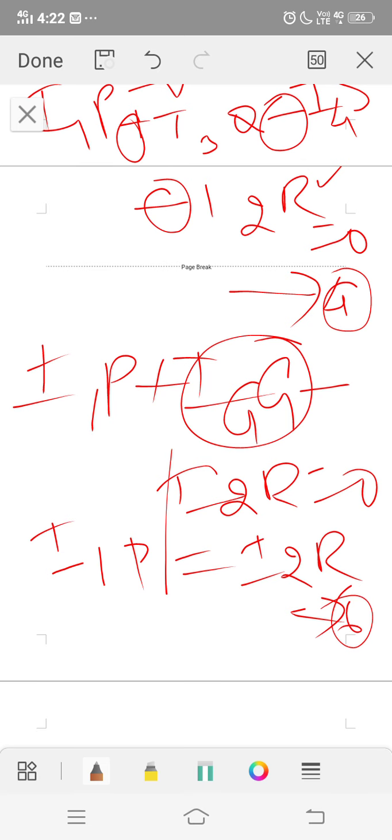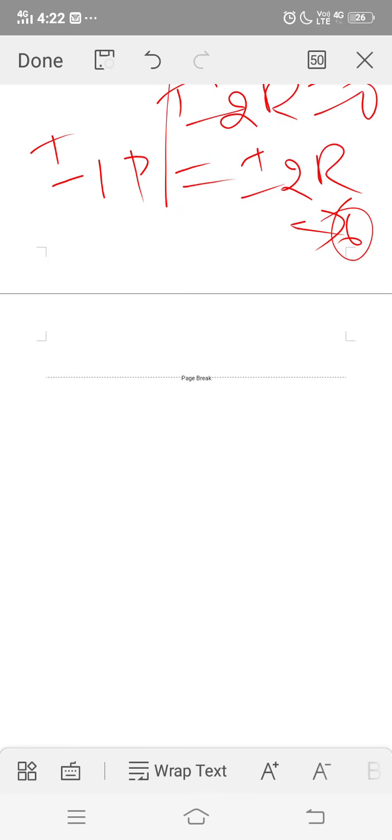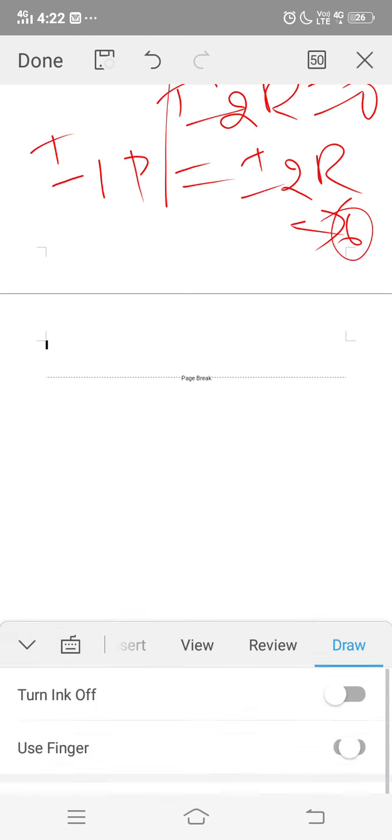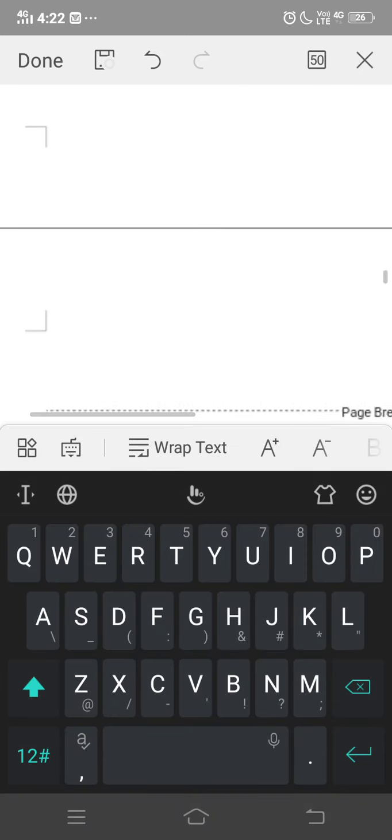Then move to the next one. Here another voltage equation we are also getting. In that voltage equation also we are substituting Ig is equal to 0. So that voltage equation reduces to become what?